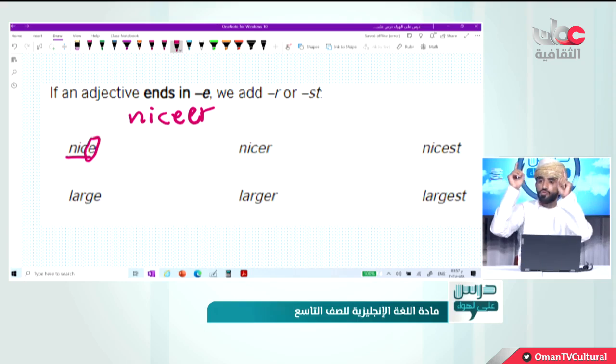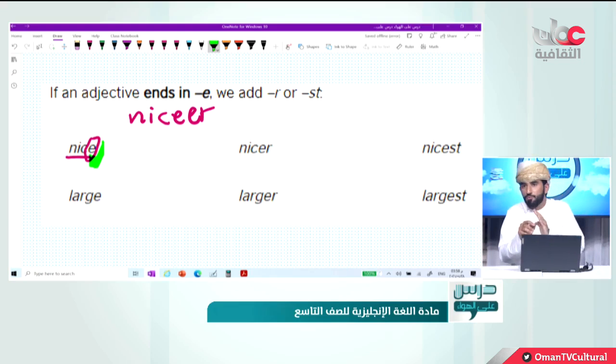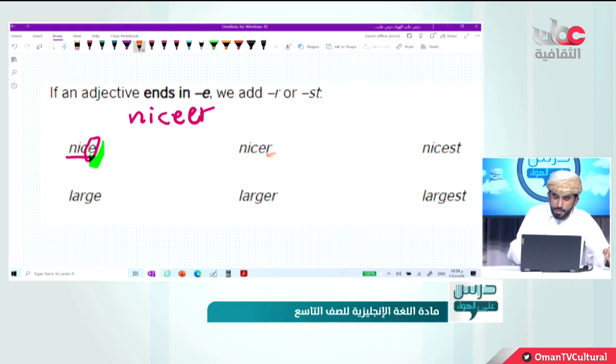Exactly. Thank you so much, Salma, behind the screen. Very nice, yes. Why? Because, teacher, yes, there is E. And the E is a part of what? Is a part of the adjective. So if there is E as a part of the adjective, we don't add ER again. We add what? R. That's all. We add R. What about superlative? Yes, ST. That's it. ST.